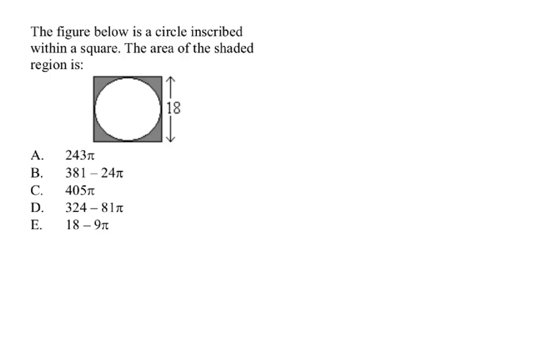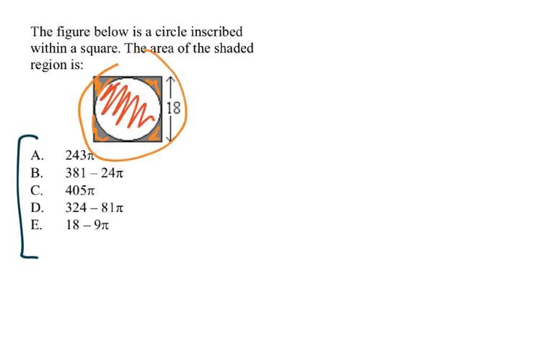This is the question from the ACT area and perimeter benchmark that says the figure below is a circle inscribed within a square. The area of the shaded region is blank, and it wants us to choose one of the answer choices down here. So if we're trying to find the shaded region, that's this part right here, basically what we're doing is finding the area of the square and then taking out this entire chunk, removing it completely.